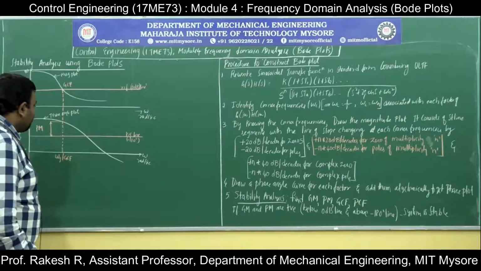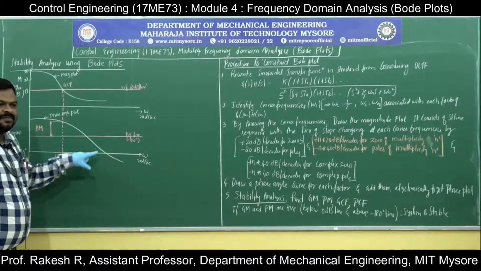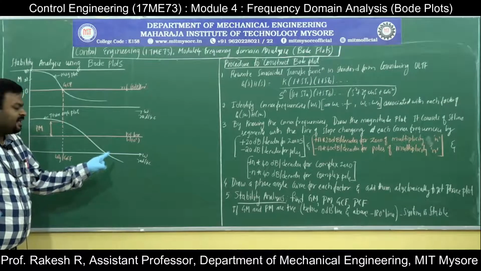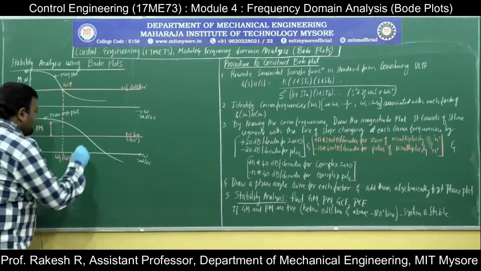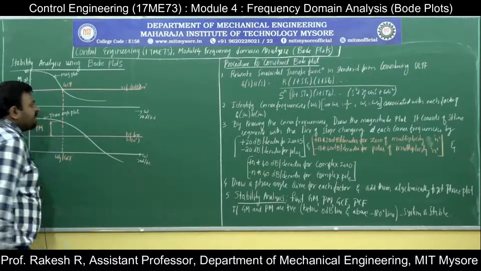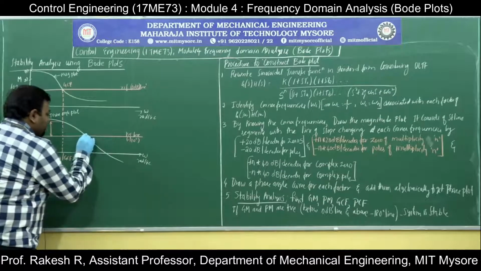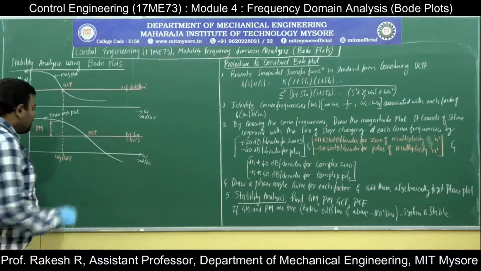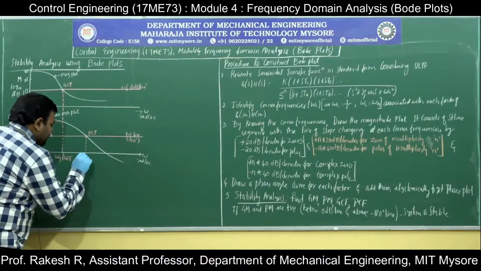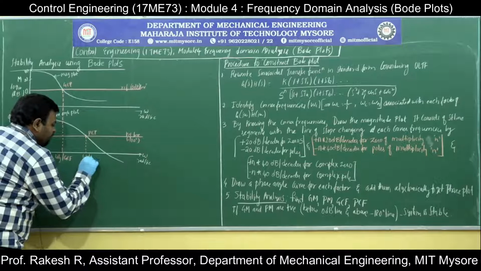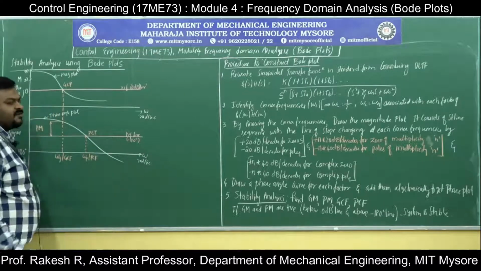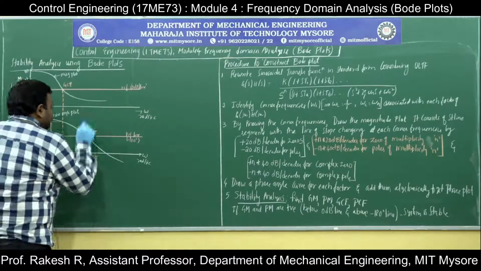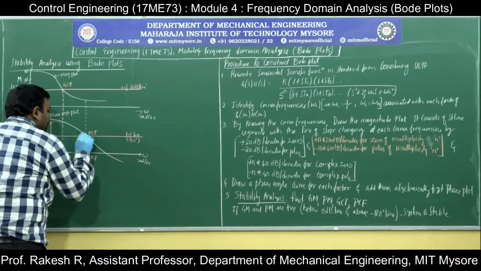Then similarly, I will locate the same thing for the phase angle plot. What is the reference here? It is the minus 180 degree line. So where the phase angle plot touches the minus 180 degree line, that point is called the phase crossover point, and the frequency corresponding to that is called omega p or PCF, the phase crossover frequency. Then again, I will project the phase crossover point to the magnitude plot.